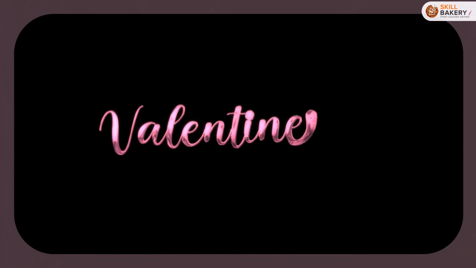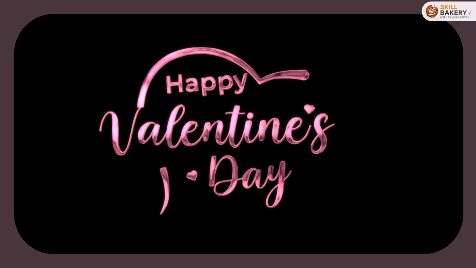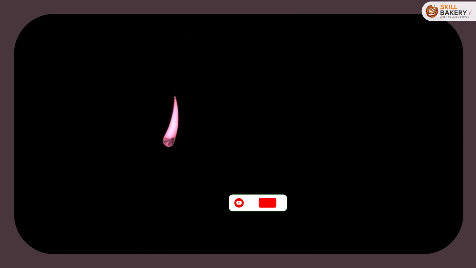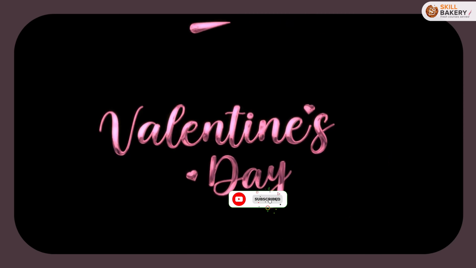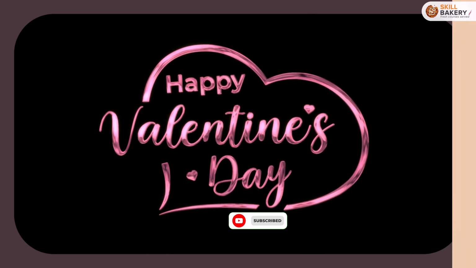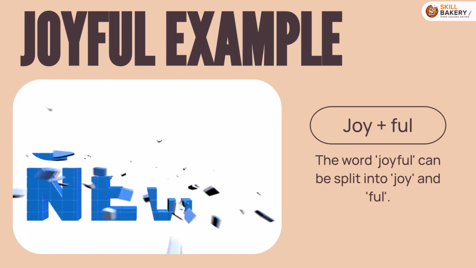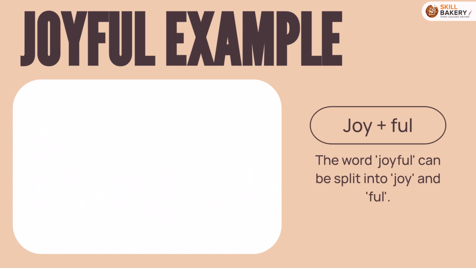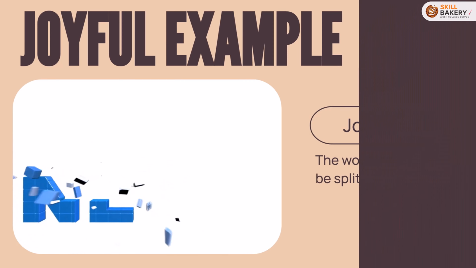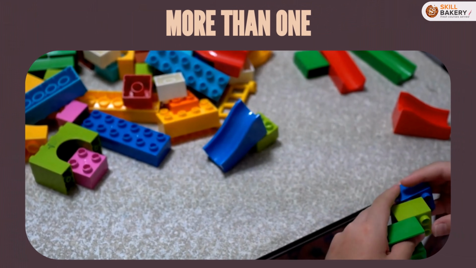Take the word Valentine's Day. It can be broken down into two tokens, Valentine and Day. This breakdown helps the model process complex inputs more efficiently. Similarly, joyful can be tokenized as joy and full. This microsegmentation is crucial for the model's comprehension. So one word can be made up of multiple tokens.